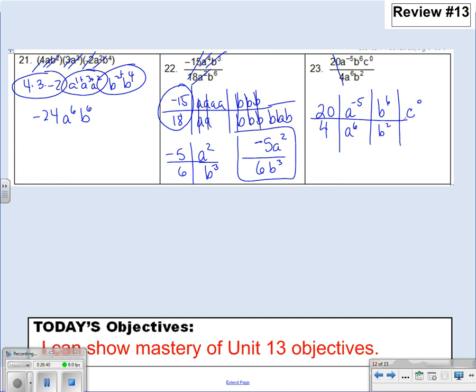We know that c to the 0 is going to equal 1. 20 divided by 4, that's 5. Let's look at my a's. I have an a to the negative 5. I'm going to move it to the bottom to make it a positive. B to the 6, that means there's 6 b's on top and 2 b's on the bottom. We'll end up with 5 and then 4 b's on top. In the bottom, I can add these and get a to the 11.